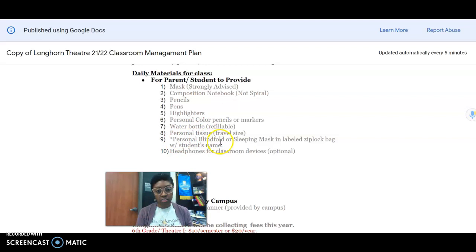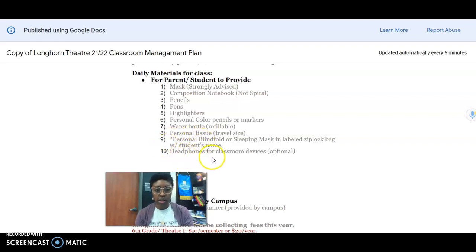Personal tissue, travel size was optional. I do have tissue here, and I know that I can get tissues from the content coordinators for the grade levels. That's where the supplies are, so I can pick some of those up from the general supply list that you guys got things from.